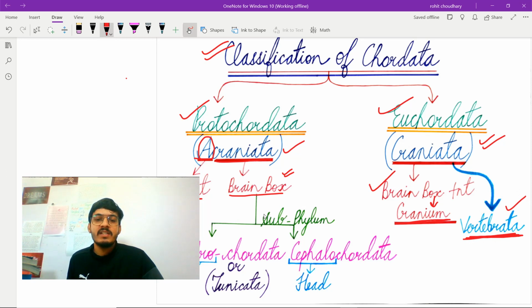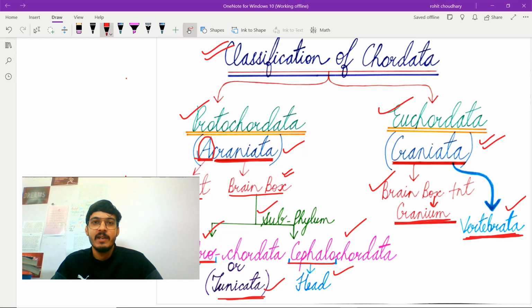Protochordata is further classified into subphylums, namely Urochordata and Cephalochordata. Uro means tail and Cephalo means head. See again, the meaning of the term lies within the word itself. Urochordata is also known as tunicata. As you can see, there are a number of words and it's really tough to remember them. If you are studying it for the very first time, these terms are tough to remember. But if you keep on revising, then they are not that tough. All you need is revision.